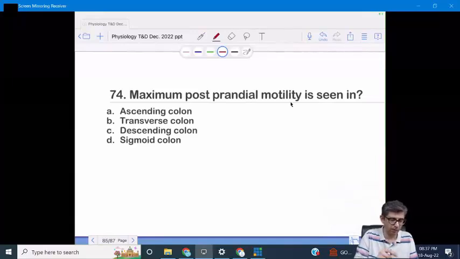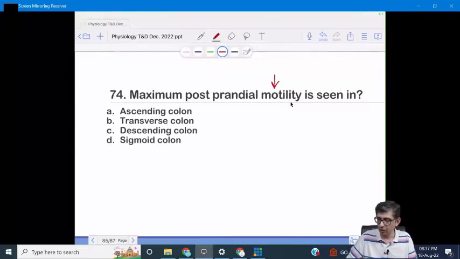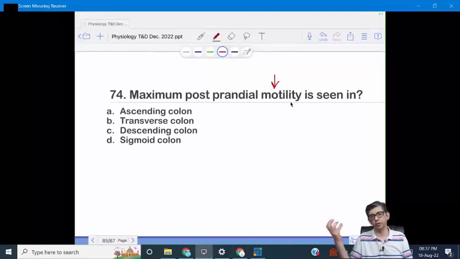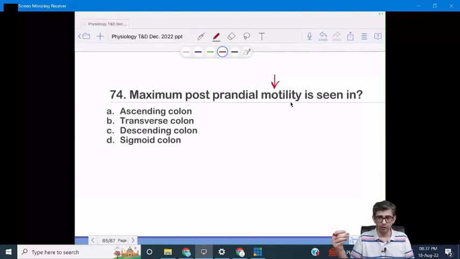Coming to 74. Maximum postprandial motility would be seen in which of the following areas? And the hint I can say is that some people, when they drink milk, they feel like going to the washroom. I mean, even in some people who are like old, maybe 30 years of age, 40 years of age, even they might tell you this, that as soon as I drink milk, I feel like going to the washroom. That is gastrocolic reflex. So we are talking about motility in the terminal part.